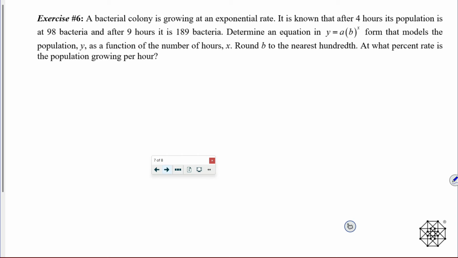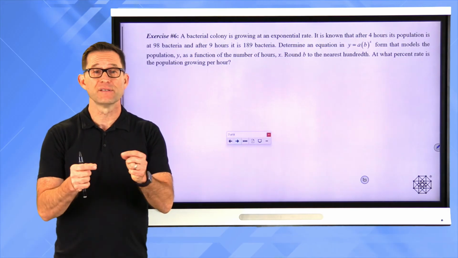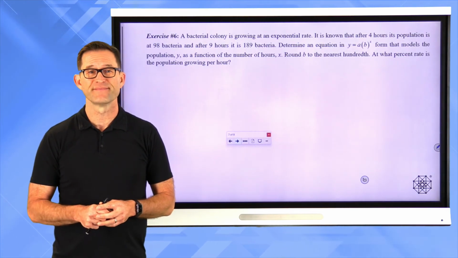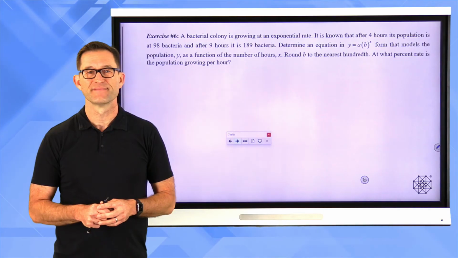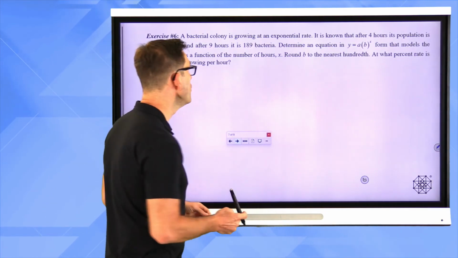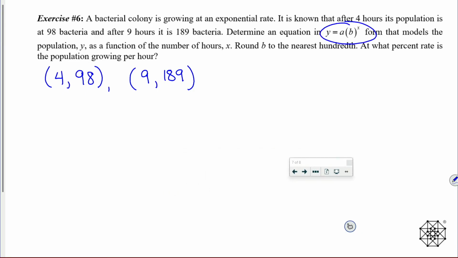All right, so there's a lot going on here. What I'd like you to do is pause the video now and see if you can come up with this model. All right, let's write down our 2 points. They told us that after 4 hours, there are 98 bacteria present, and after 9 hours, there are 189 bacteria present. We're going to substitute those 2 points into this particular form of the equation.